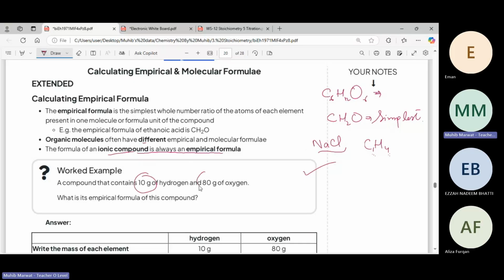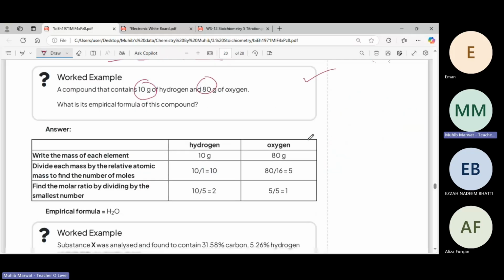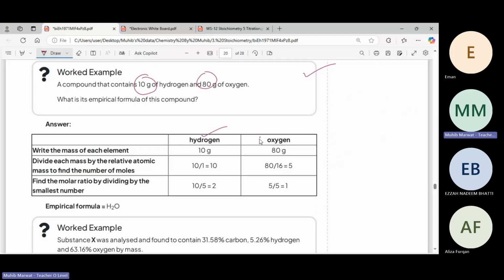Now we are going to calculate the empirical formula of a compound that contains 10 gram of hydrogen and 80 gram of oxygen. The steps are very simple. Just look here, hydrogen versus oxygen, right? First of all, you will have to write the mass of each element. All right, we have written. Then you will have to divide it by its relative atomic mass. For hydrogen, we are not going to take the hydrogen molecule. No, you will have to take single H for calculating its atomic mass.